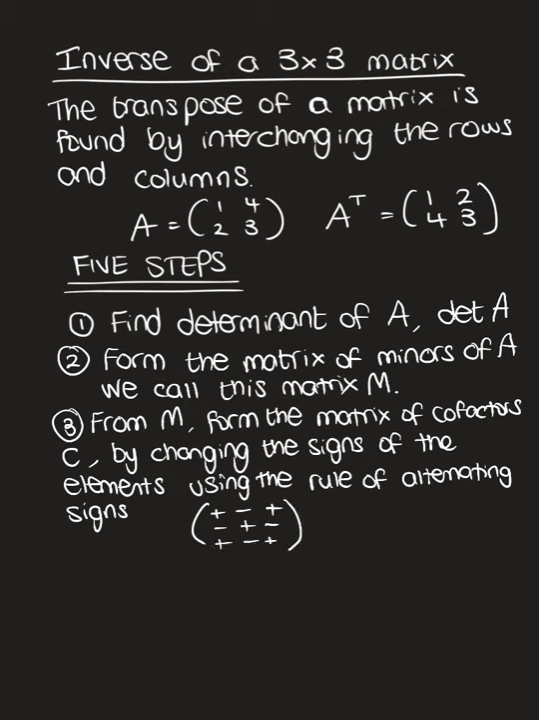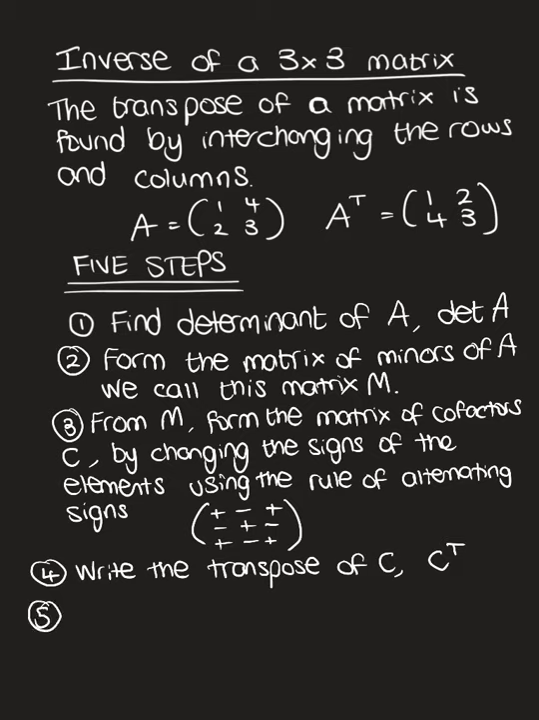Okay, 2 more steps. So step number 4, write down the transpose of C, which we're going to call C T, which was this matrix of the cofactors, by changing these signs. And then the last step is that the inverse of A, A to the minus 1, is found using the formula 1 over the determinant of A multiplied by this matrix of cofactors.